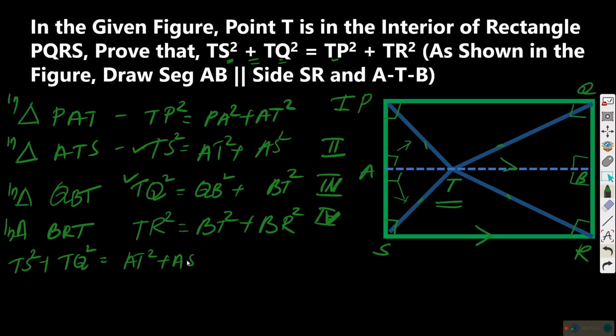So TS square is AT square plus AS square, and TQ square is equal to QB square plus BT square. Right, so we will do that, and we will see whether any kind of substitution is possible. AT square is having connection with ATS. Okay, TS square and TQ square. TS and TQ is taken, so AT square is coming in TP square.